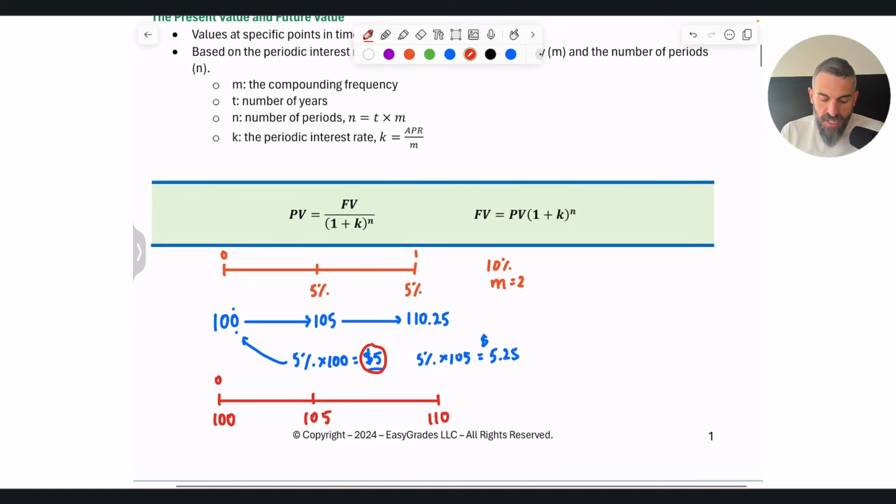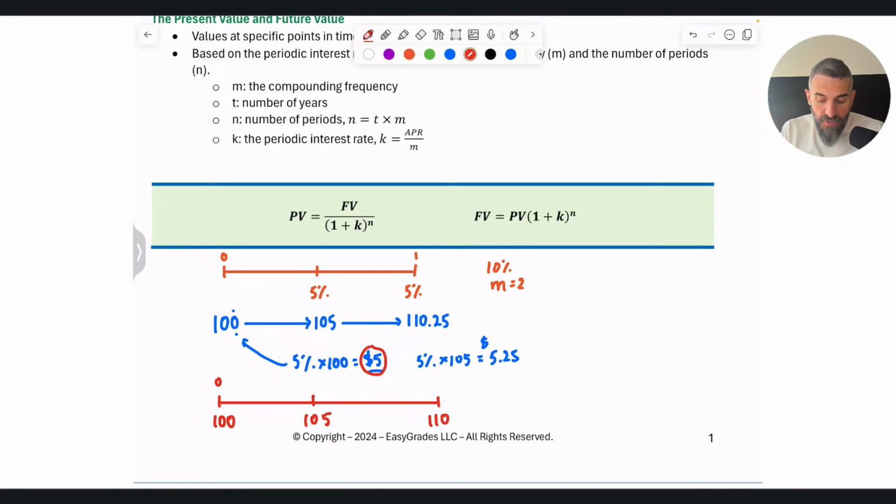For now, understand that your compounding frequency will play a role in how fast your money grows, basically.